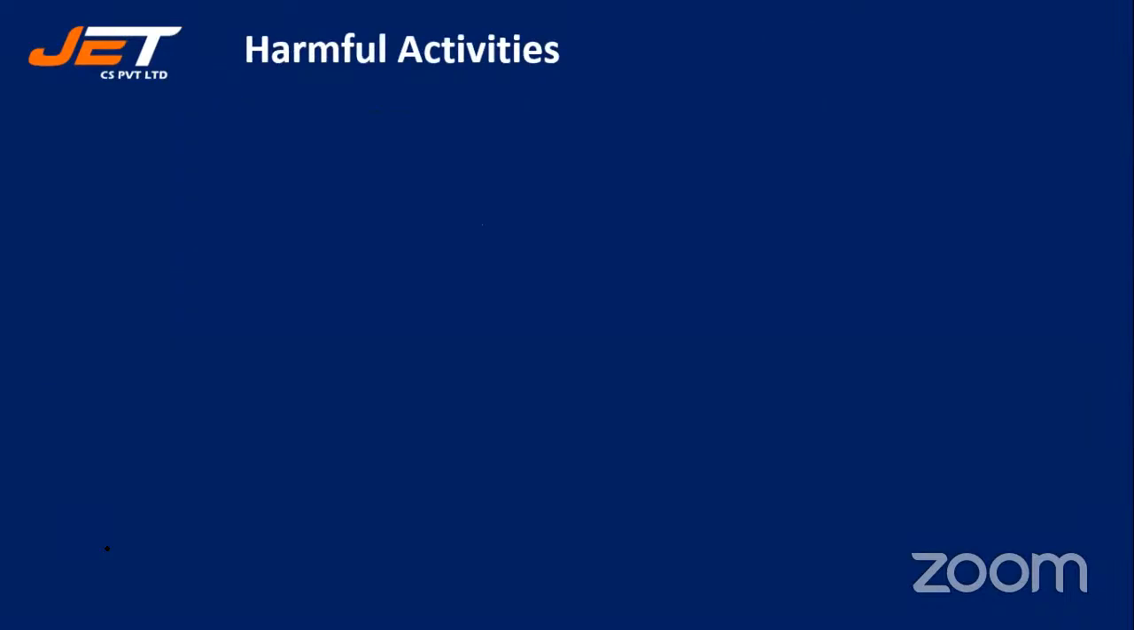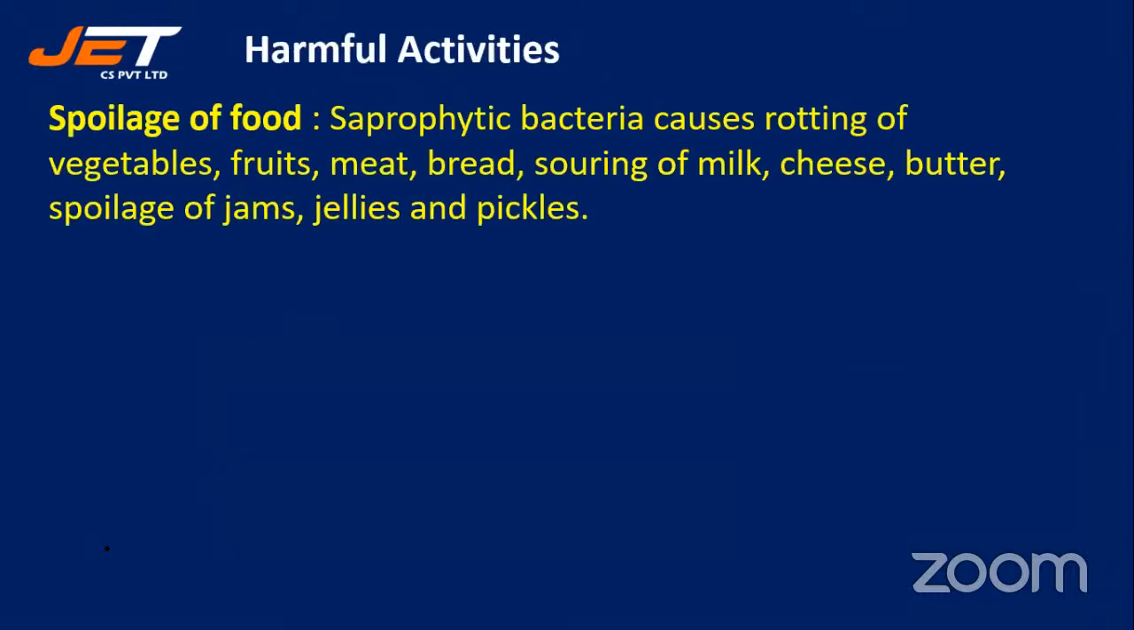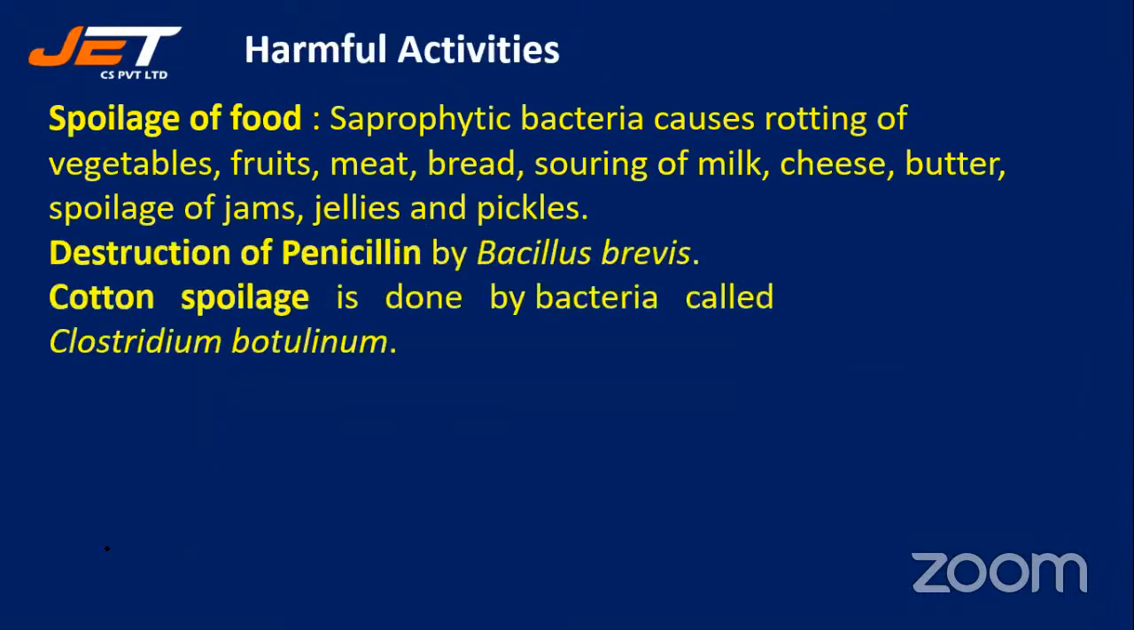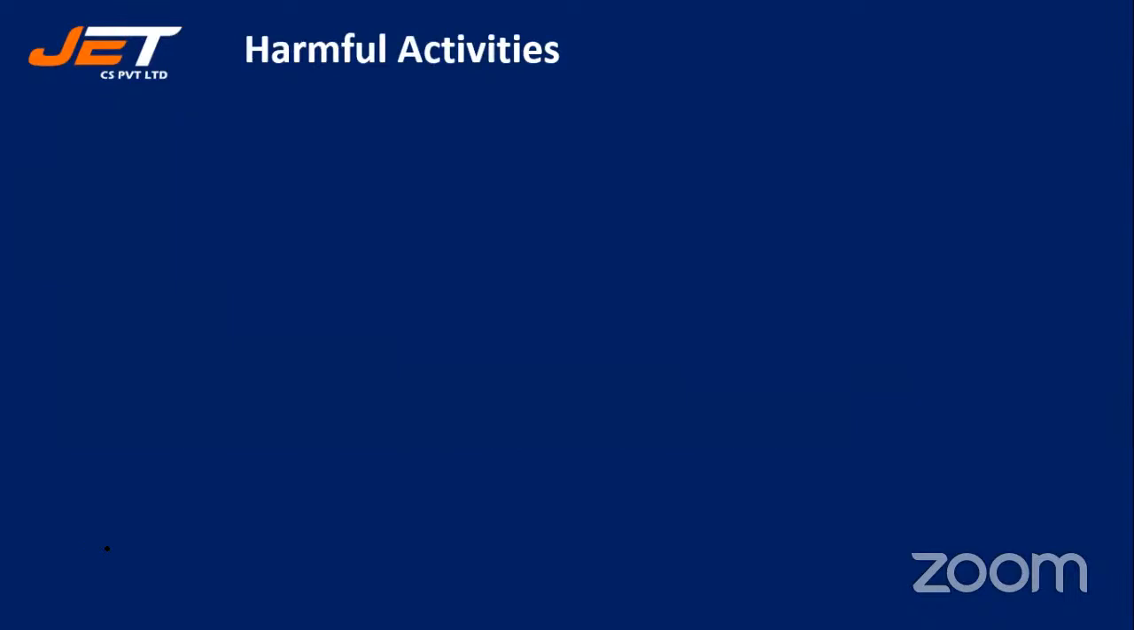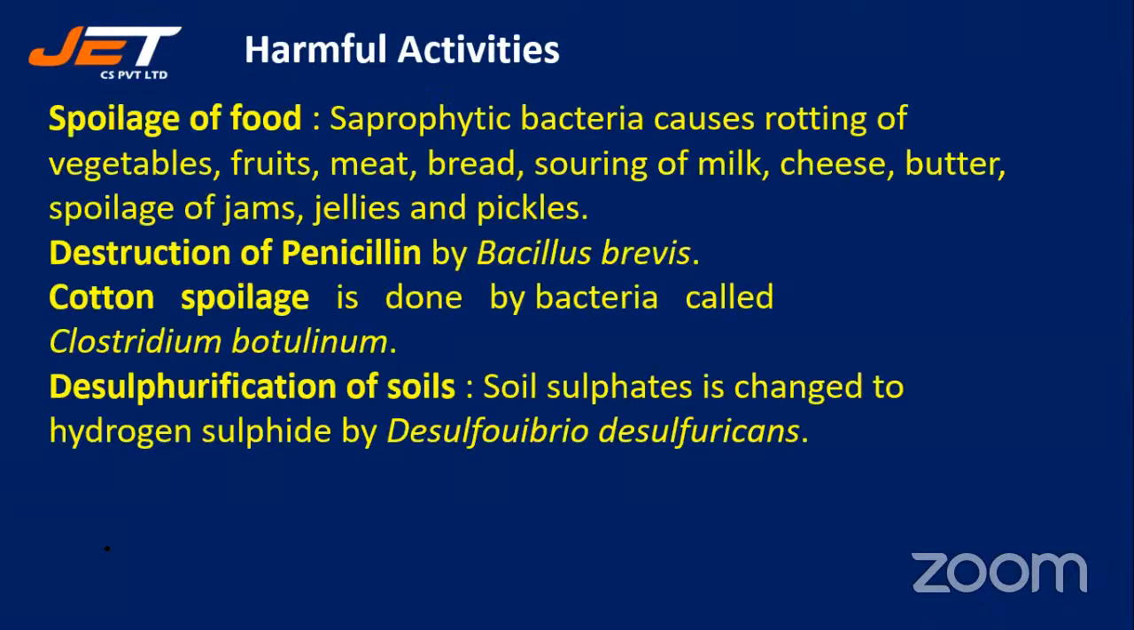Okay, how does spoilage of food happen? Spoilage is due to saprophytic bacteria growing, like on the souring of milk, cheese, butter; their bacteria grow. Destruction of penicillin: penicillin is also an antibiotic, but it is destroyed by Bacillus brevis. Very important to remember. Cotton spoilage is done by Clostridium botulinum.